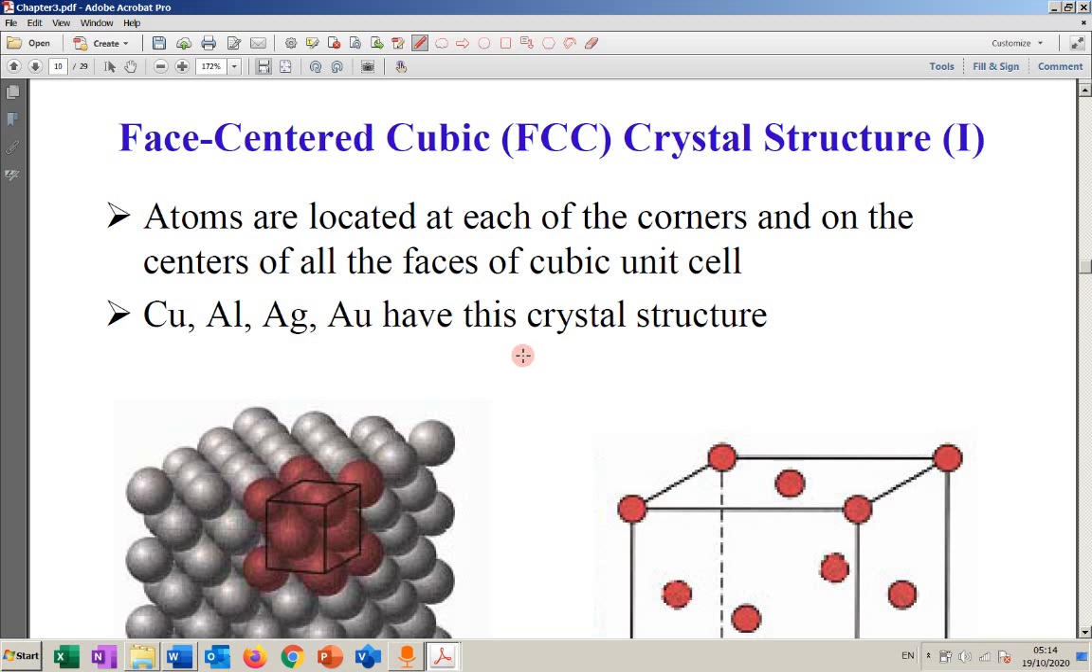Hello everyone, welcome back. In this video we'll be talking about face-centered cubic crystal structure, FCC. We're going to have a similar discussion: the arrangement of the atoms, the relation between the lattice parameter and the radius, and the coordination number as well, all explained here.